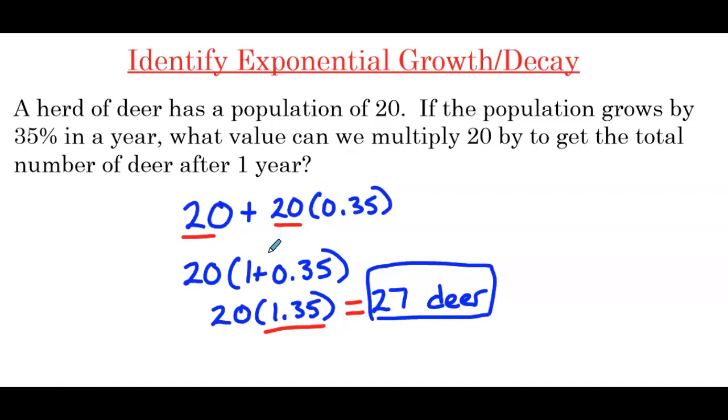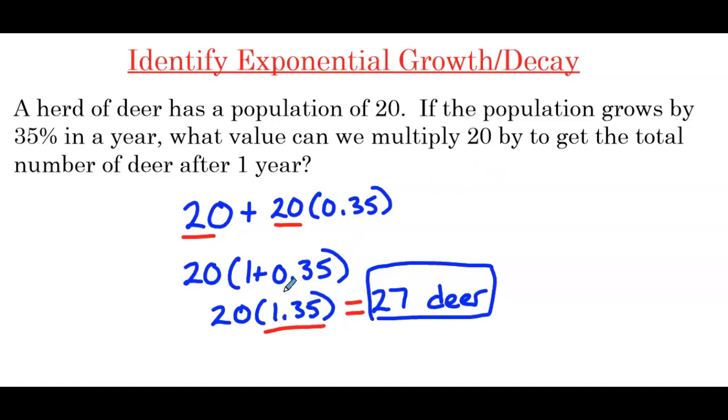Now let's talk for a second. Why is it 1.35? Some of you might have thought initially, well, just take 20, multiply it by 0.35, and you would get your answer. In that case, it would be 7. Well, first, the issue with that is it's not growing. If we're going from 20 to 7, that's decaying, that's decreasing the population.